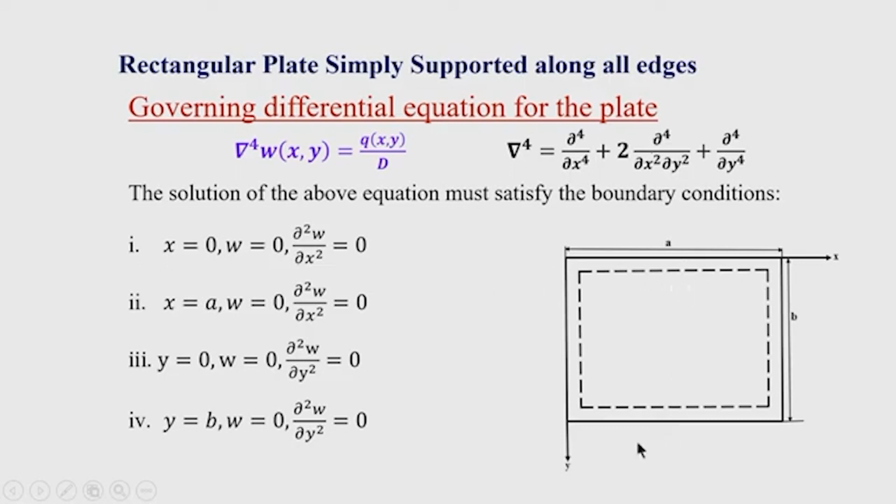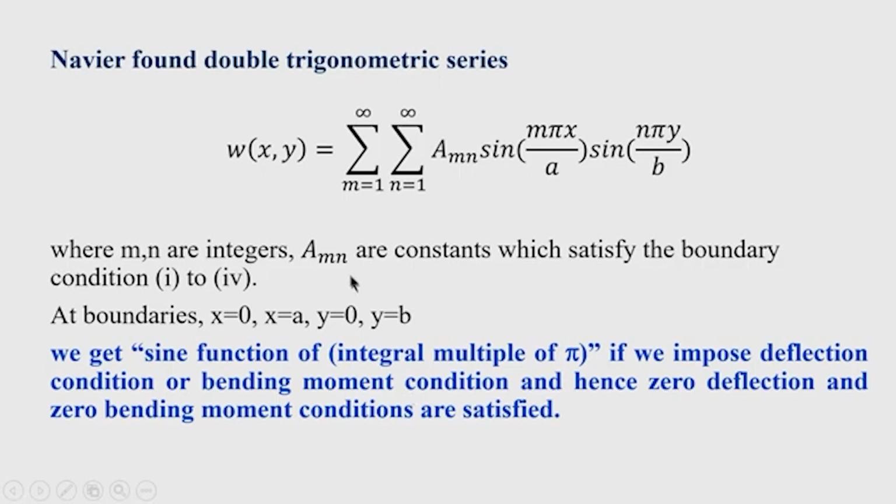On the opposite edge where y is equal to b, again deflection is 0 and del square w by del y square is 0. Now, we have this condition: mainly the condition is deflection and its second derivative. So, the deflection function and its second derivative along x and along y direction need to be 0 along the edges, since these edges are simply supported. So, Navier has proposed, for such a type of condition, a double trigonometric series as the most suitable one for the solution of the differential equation.